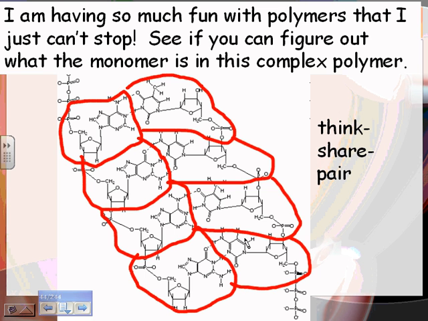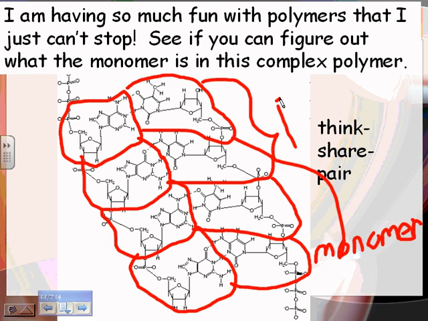Each of these little things is called a monomer. And for DNA, the monomer is called a nucleotide. And all of them together make up a polymer, so the whole entire thing you would call a polymer, and the polymer is a nucleic acid or DNA. And so we'll look at that in a couple more video units.